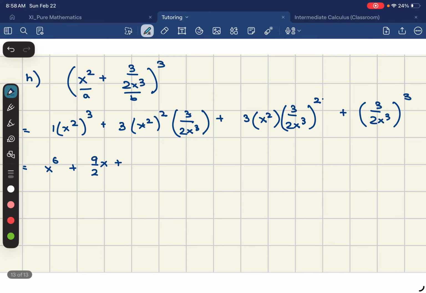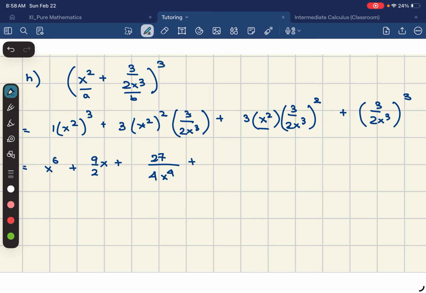Now you have 3 squared. That is 9 times 3 is 27. I have x squared here. And in the denominator, I have 2 squared. 2 squared is 4. And x cubed squared is x to the power 6. And this gives me x to the power 2 minus 6, x to the power negative 4. That is just x to the power 4 in my denominator.